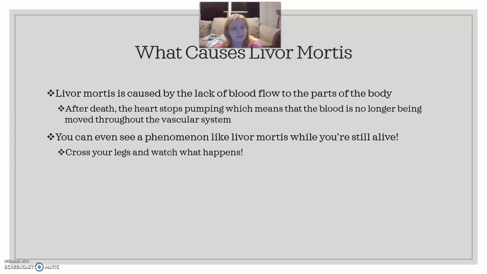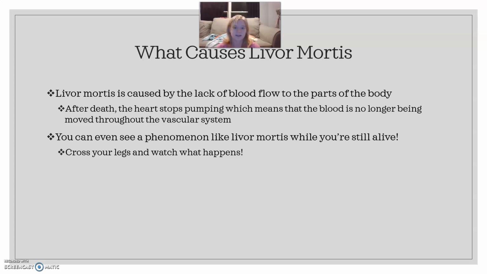And what causes livor mortis? It is caused by the lack of blood flow to parts of the body. After death, the heart stops pumping, which means that the blood can't be dispersed throughout the body anymore, and that causes the blood to settle into the dependent parts of the body due to gravity and the blood just not moving anymore.